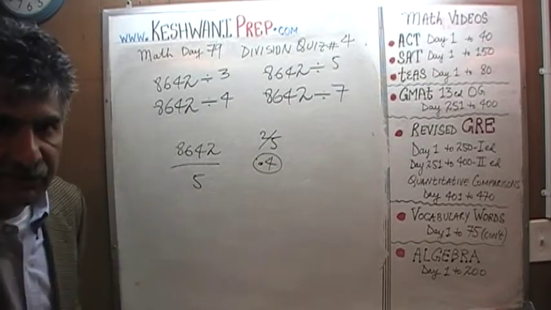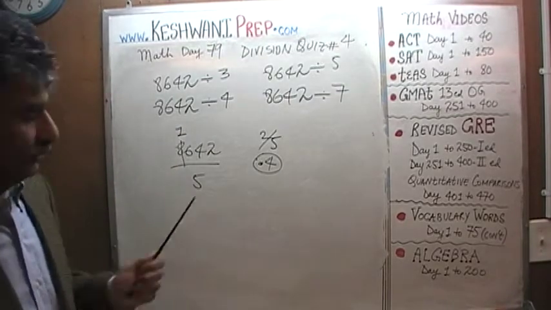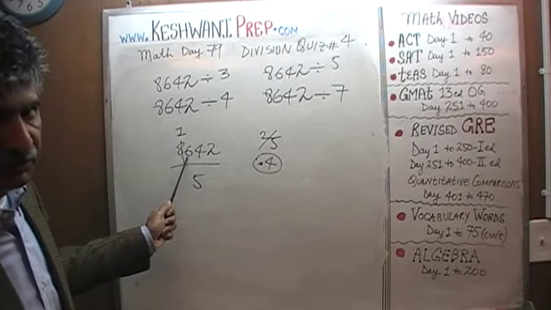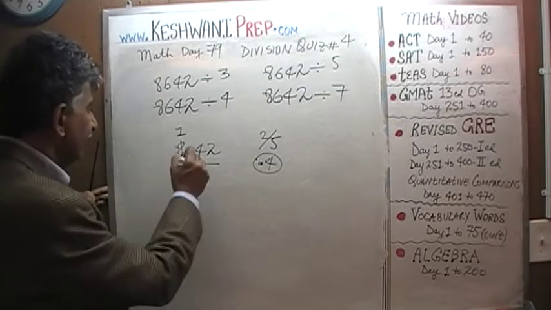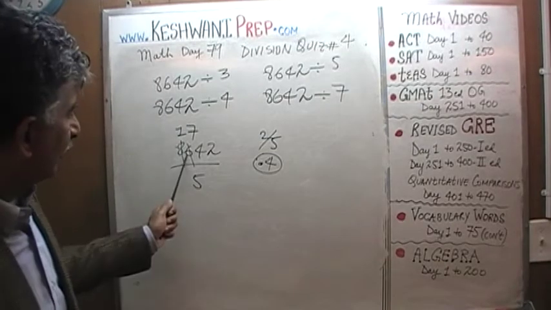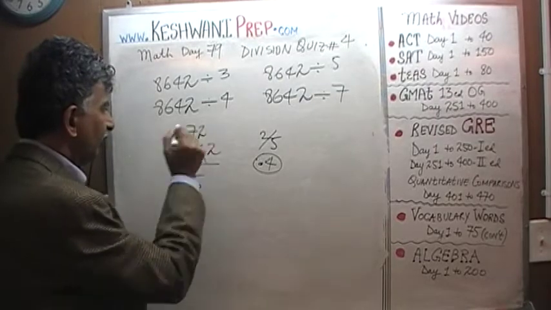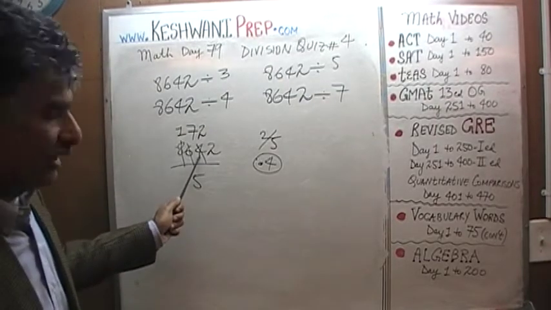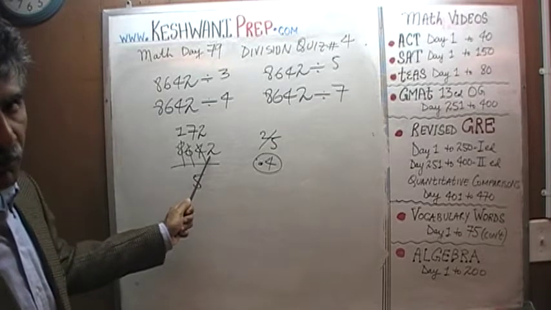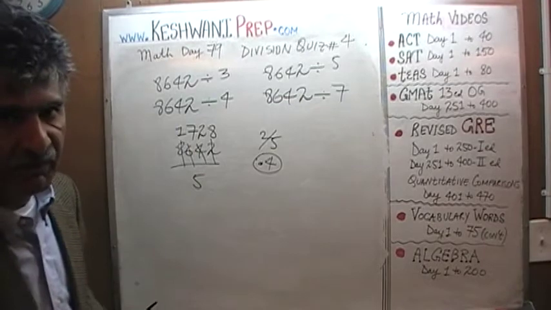How many 5s does 8 have? 8 has 1 5. The remaining 3 goes and joins the 6 becomes 36. 36 has 7 5s. 7 5s are 35. The remaining 1 goes and joins the 4 becomes 14. 14 has 2 5s. 2 5s are 10. The remaining 4 goes and joins the 2 becomes 42. 42 has 8 5s. 8 5s are 40.